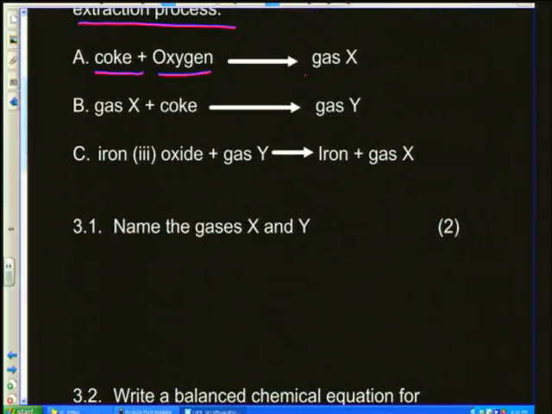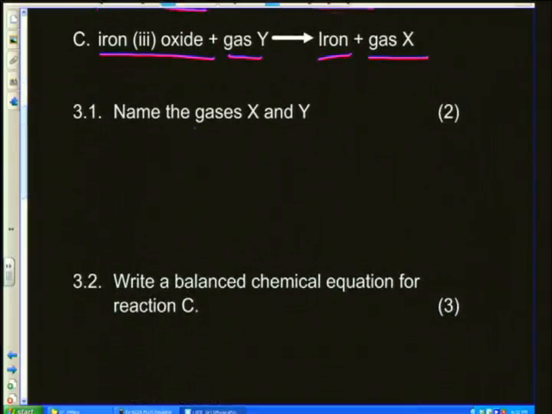Plus oxygen giving us gas X, and then you've got gas X mixed again with coke giving us gas Y. And here we've got iron(III) oxide plus gas Y giving us iron plus gas X. Note that the coke we're talking about there may be different to the coke we may be thinking about. You'll get it as we go on. Now they say, name gas X and Y. So what is gas X and what is gas Y? I'm just going to write X and Y, and we'll go back and have a look at that.